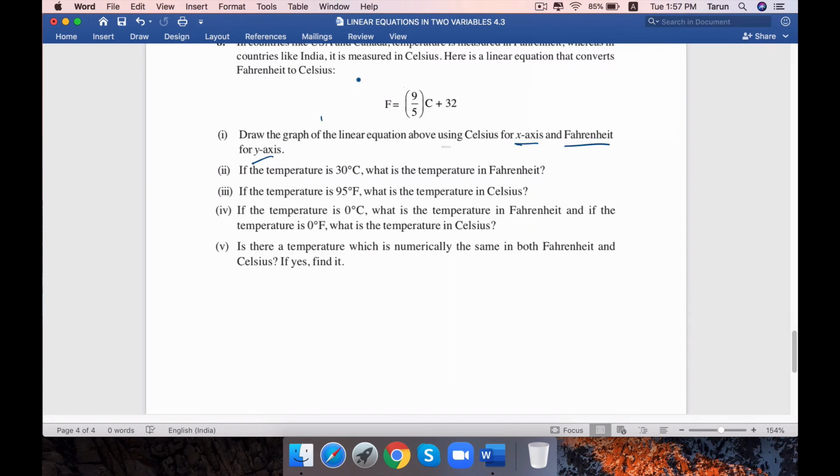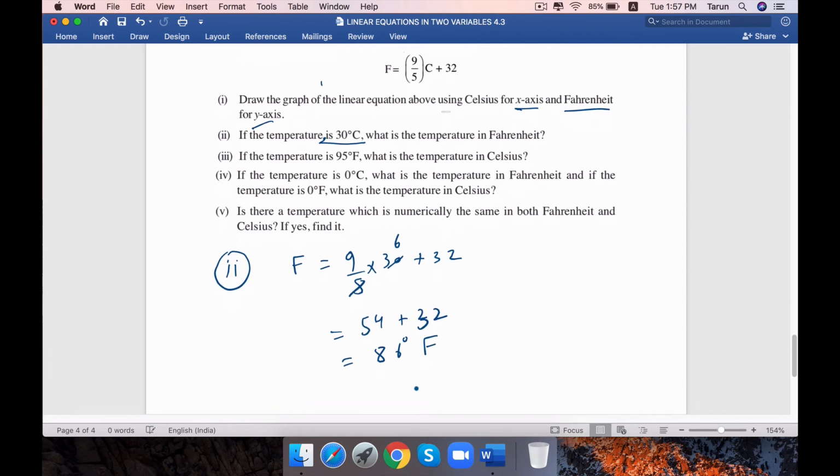For the second part, it says if the temperature is 30 degree Celsius, what is the temperature in Fahrenheit? Now that's relatively easy. Wherever we have centigrade or Celsius, we will simply substitute the value. So I will get 9 upon 5 into 30 plus 32. This and this get reduced. Then I get 9 into 6, which is 54 plus 32, which gives me 86 degree Fahrenheit. So this is the answer for part 2.